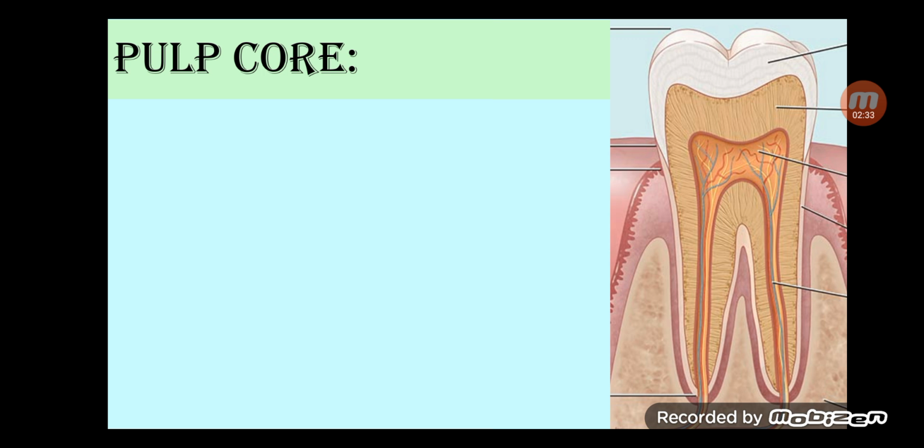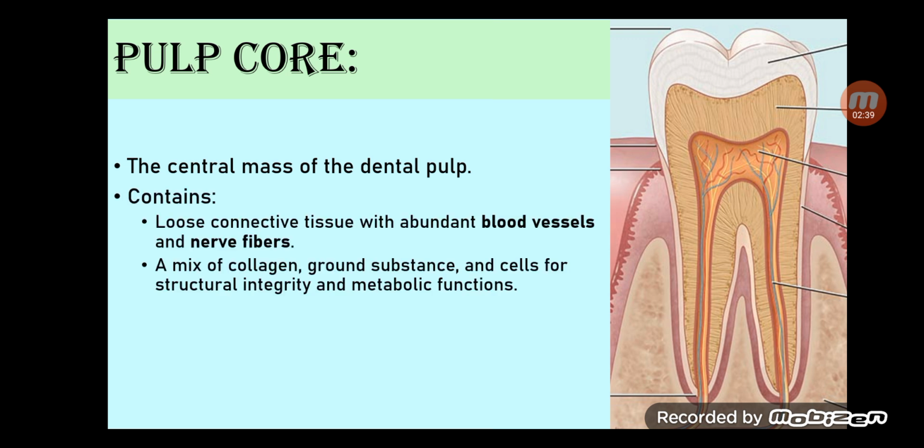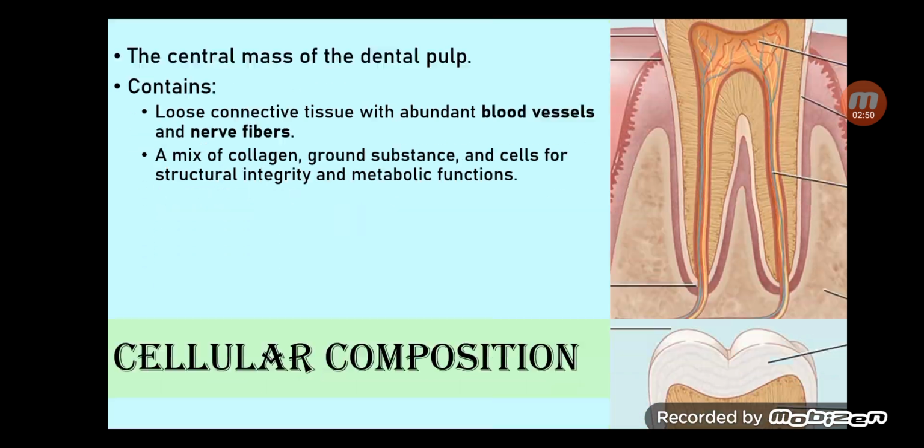Now we'll talk about the innermost zone of the dental pulp, that is the pulp core, the central mass of dental pulp. It contains loose connective tissue with abundant blood vessels and nerve fibers. It has a mixture of collagen, ground substance, and cells for structural integrity and metabolic functions.